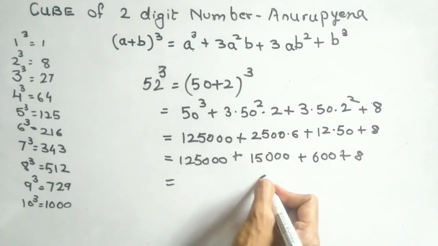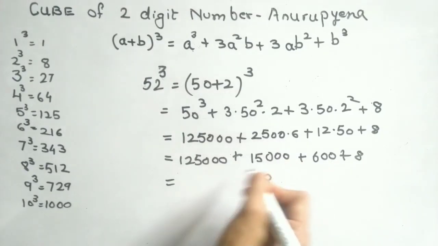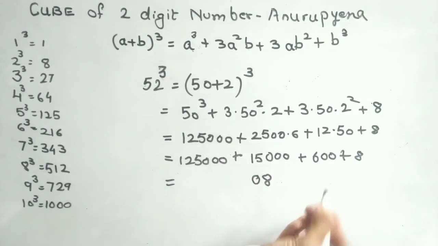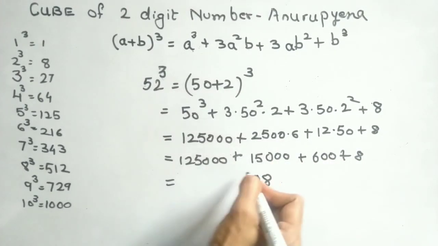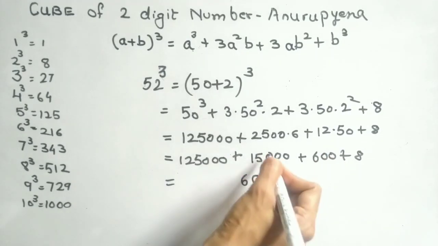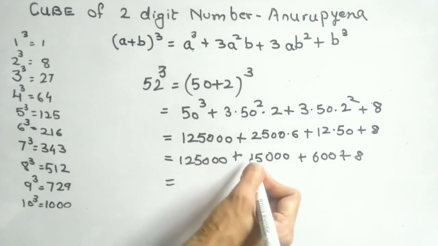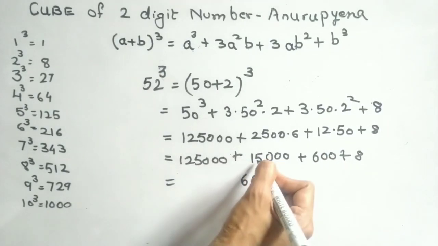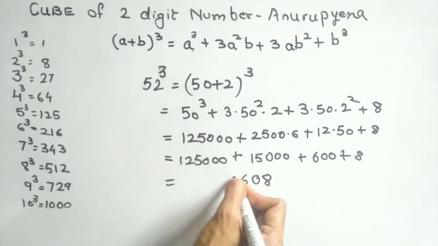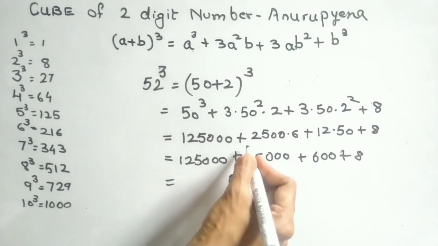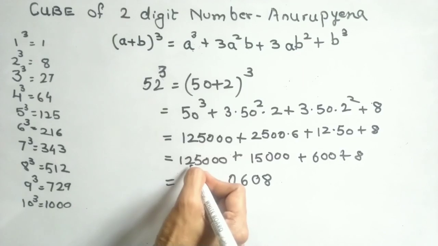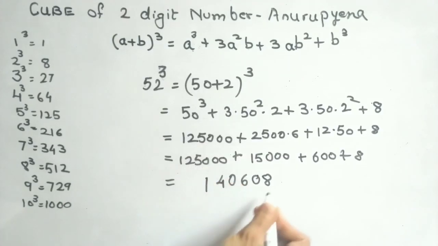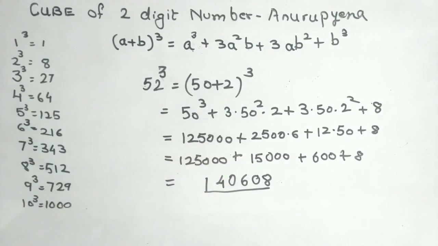Now the units place will be 8. Then the tens place is 0. In the hundreds place you have 6 and nothing over here. Then the thousands place you have 5 and 5, 10. Then 1 carry, then 1, 2, 3, and 4, and this 1. So this is your final answer.